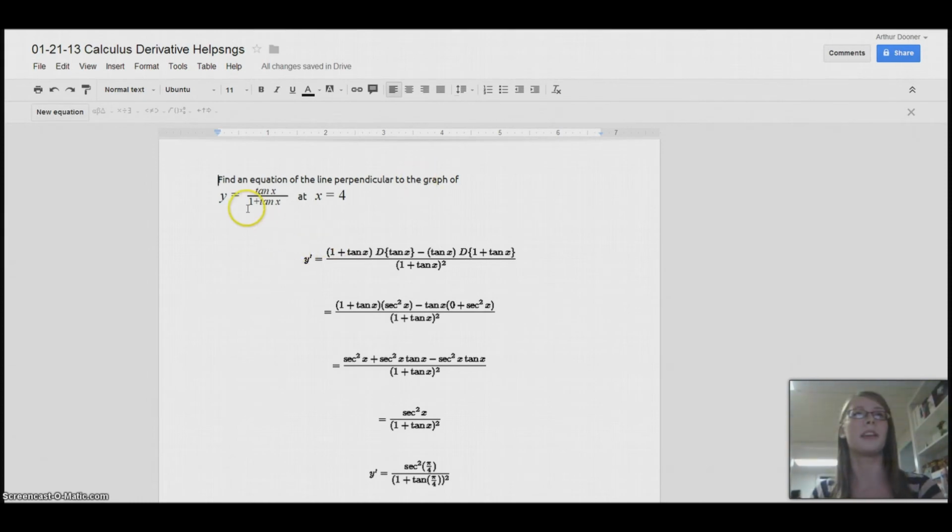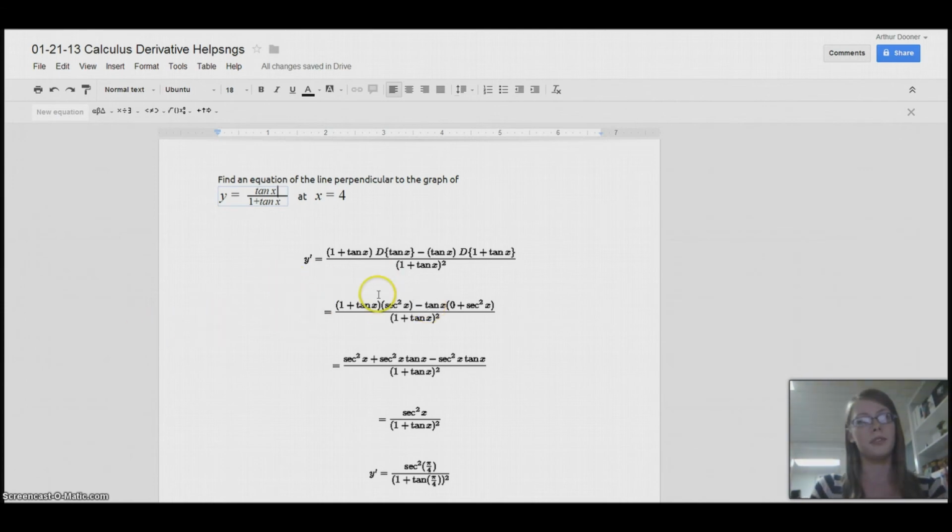So in the first step to finding the derivative of the function, we will use the quotient rule. So that's low d high minus high d low over low squared. So the denominator is 1 plus tan of x, and so you move that to the numerator of the derivative, and you multiply that by the derivative of the numerator, so the derivative of tan x. And then you subtract from that the numerator, tan of x, and you multiply that by the derivative of the denominator, so the derivative of 1 plus tan of x. And you divide all of that by 1 plus tan of x squared.